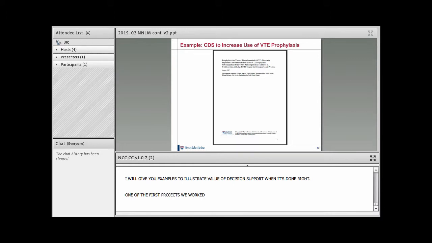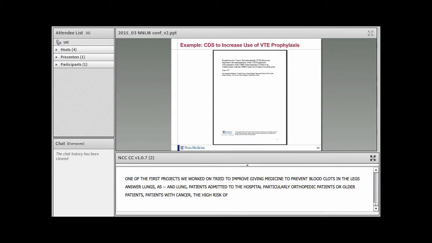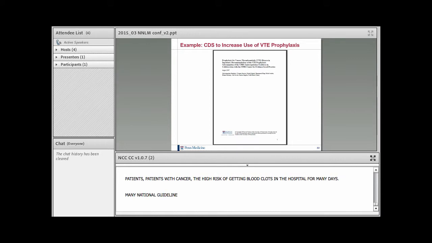So one of the first projects that we worked on tried to improve giving medicine to prevent blood clots in the legs and in the lungs. And as many of you know, patients who are admitted to the hospital, particularly orthopedic patients or older patients, patients with cancer, have a high risk of getting blood clots when they're in the hospital for many days. So there are many national guidelines that help let providers know who should be getting what and who shouldn't be getting something. And so we had a group that distilled all these guidelines, and unfortunately it was 223 pages long, the document that they put together.